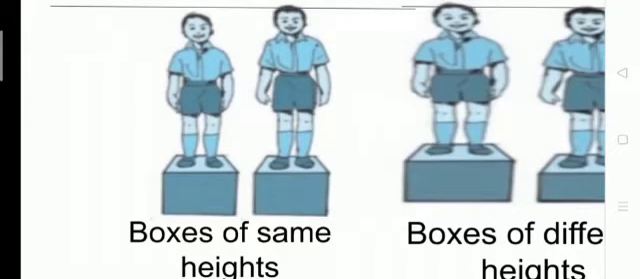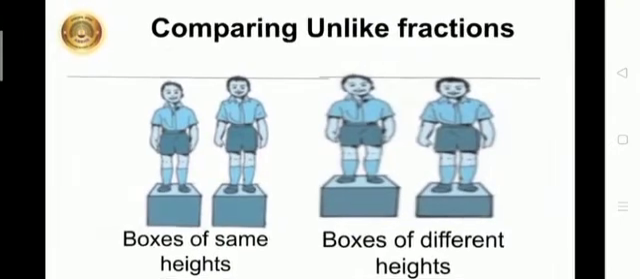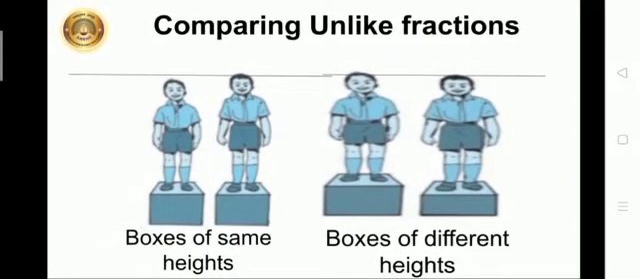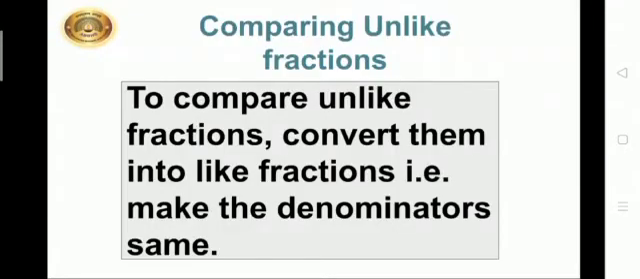Similarly, if fractions have the same denominators, their numerators decide which fraction is bigger. So we can conclude that to compare unlike fractions, convert them into like fractions, that is, make the denominators same. Then compare the numerators to decide the greater fraction.